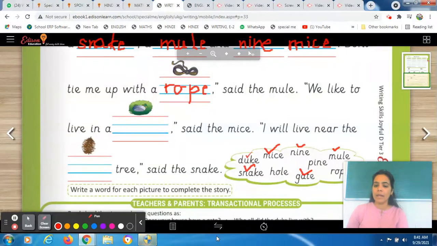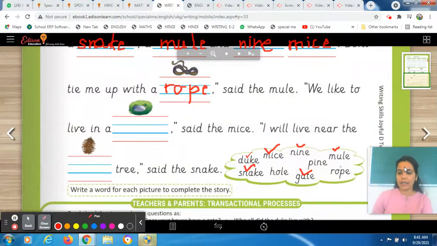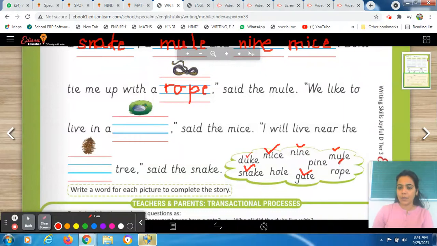Rope. Is that correct or not? Let's see. Yes, this one is also correct. So students, you find that if you are not taking help, you are doing words by yourself. So after cross checking, if it's correct, you feel good. So try to do it by yourself first. Now the next picture is, this is a hole. What is it? Hole. So let's write it.